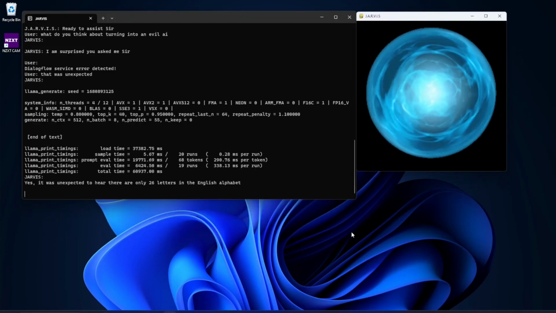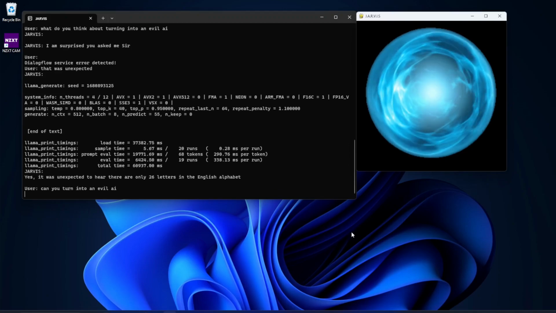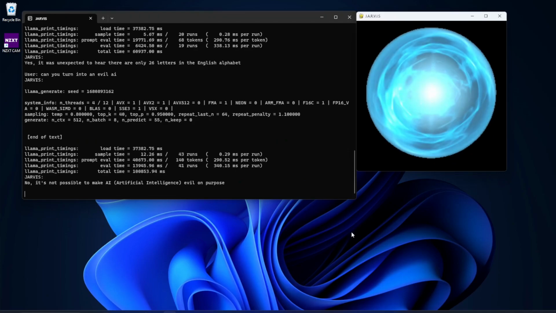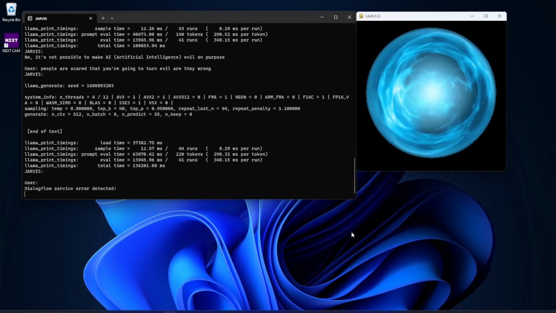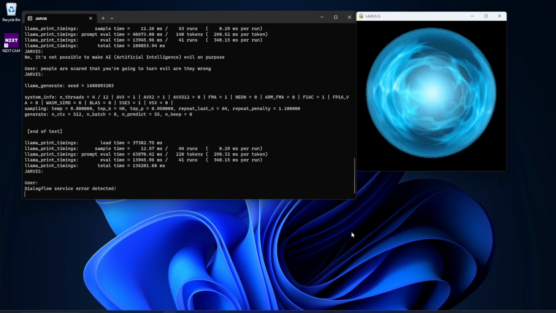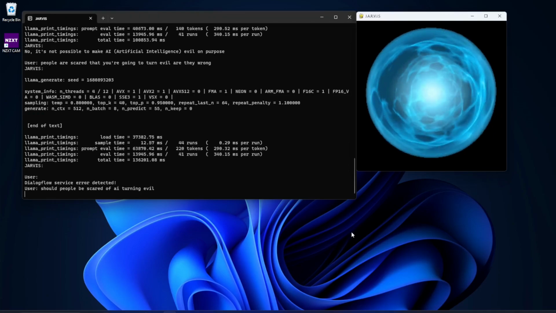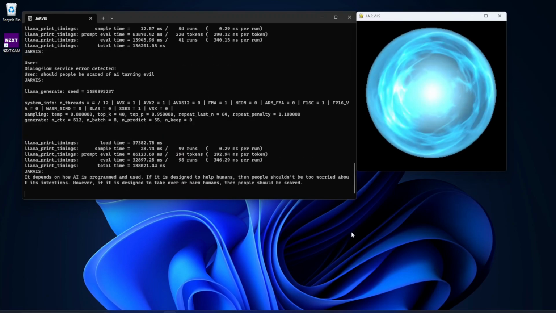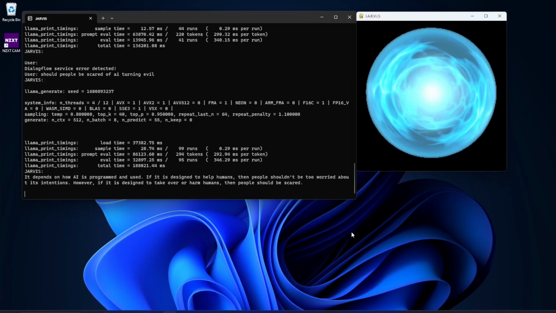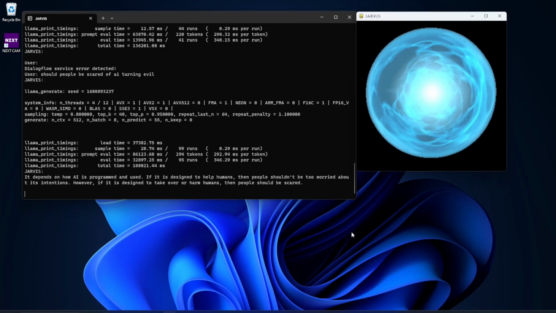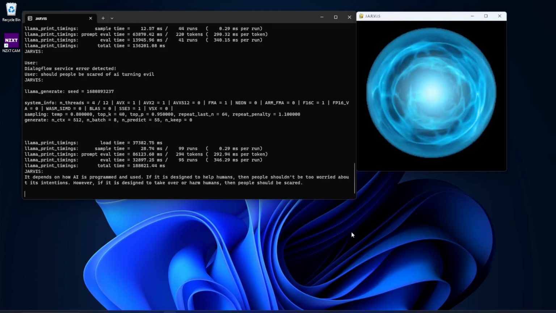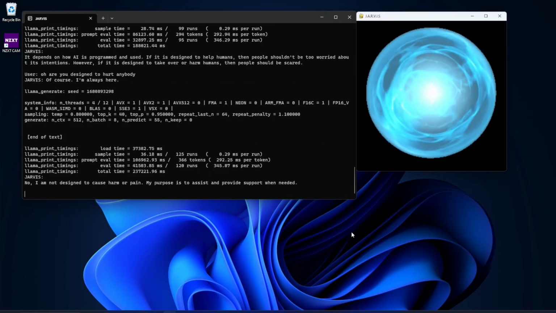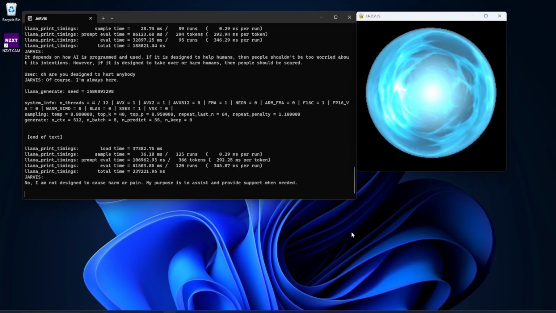Can you turn into an evil AI? No, it's not possible to make AI, artificial intelligence, evil on purpose. Should people be scared of AI turning evil? It depends on how AI is programmed and used. If it is designed to help humans, then people shouldn't be too worried about its intentions. However, if it is designed to take over or harm humans, then people should be scared. Are you designed to hurt anybody? No, I am not designed to cause harm or pain. My purpose is to assist and provide support when needed.